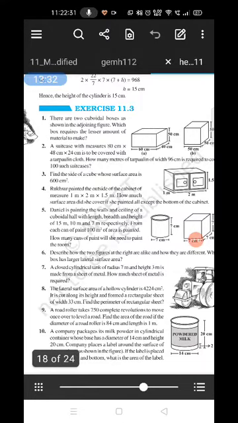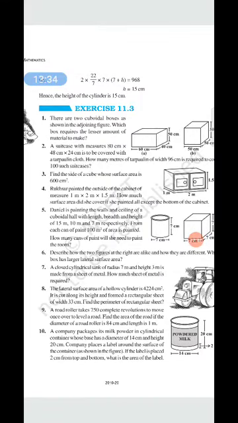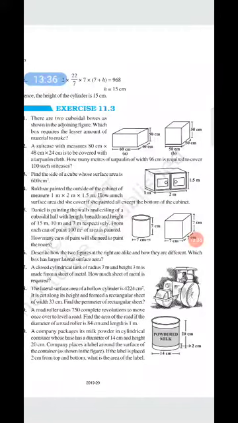Reshke painted outside a cabinet measuring 1 meter by 2 meter by 1.5 meter. How much surface area did she cover if she painted all except the bottom of the cabinet? I hope you understood the question. You are supposed to paint the entire cuboid, leaving its bottom.